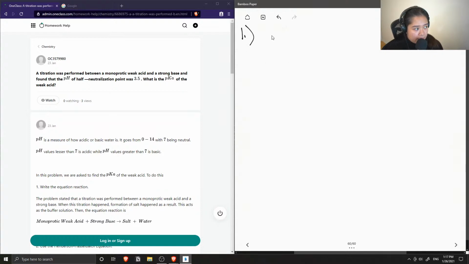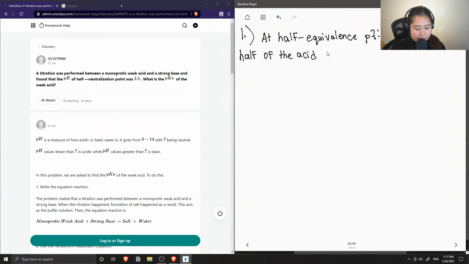So first, let's define what happens at half equivalence point, or in their case, half neutralization point. At half equivalence point, this means that half of our acid is neutralized.